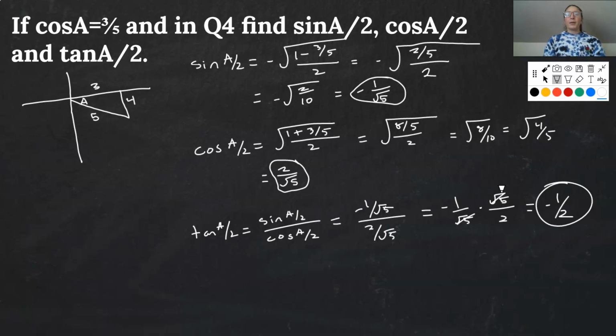So we have found sine of A over 2, cosine of A over 2, and tangent of A over 2 by using the sine and cosine half angle formulas. And then we used the ratio identity to get tangent, because we always want to work smarter, not harder.